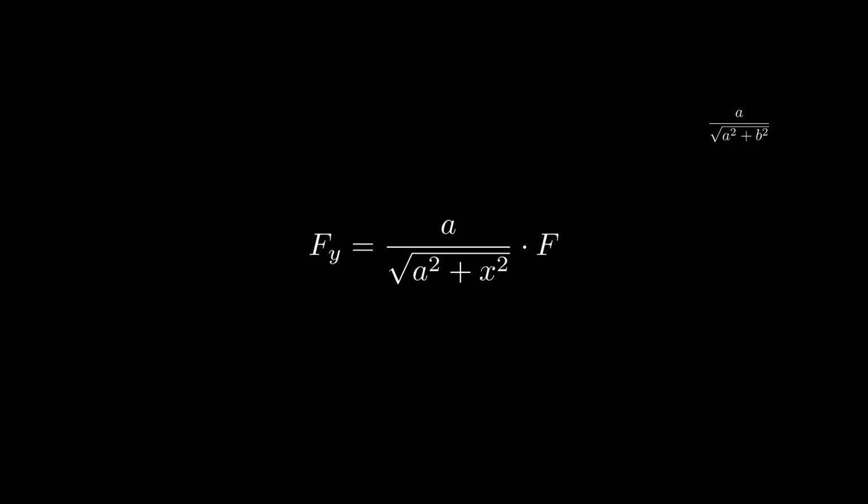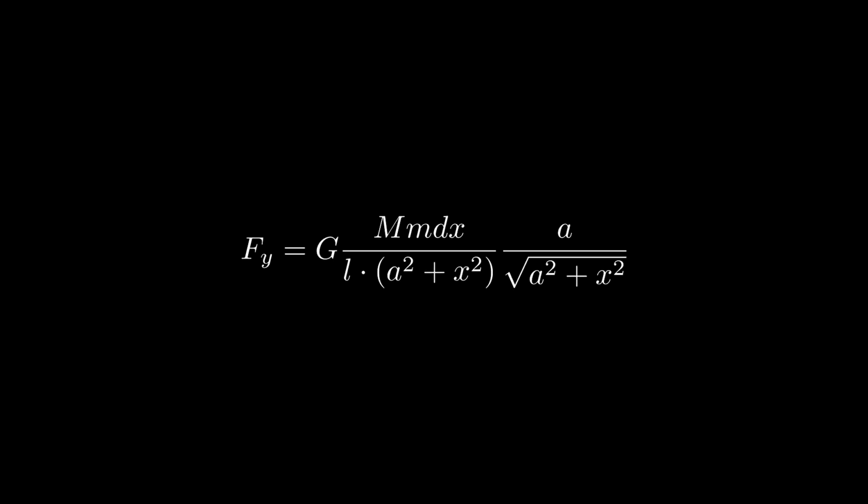From Pythagoras' theorem, we know that the ratio of a and c is a over the square root of a squared plus b squared. See the situation here. That ratio is a over the square root of a squared plus x squared. So Fy is the product of gravitational constant, capital M, small m, and dx, divided by L and a squared plus x squared, times a over the square root of a squared plus x squared.